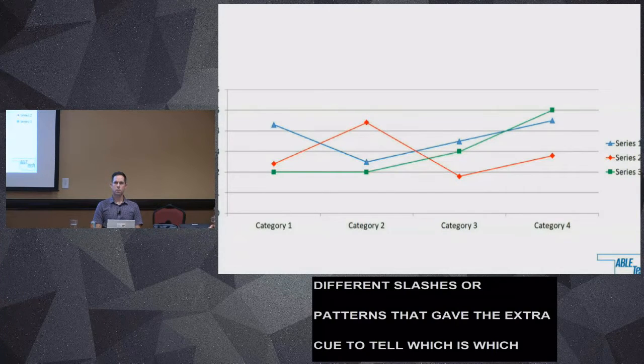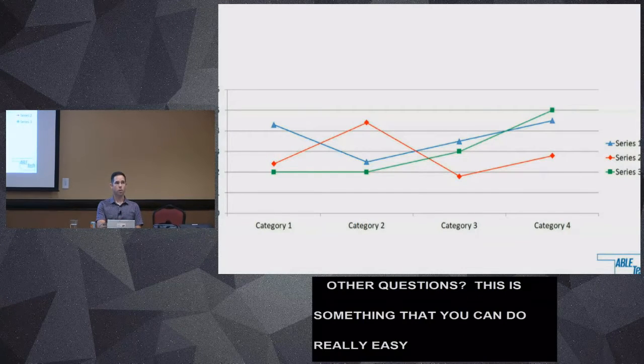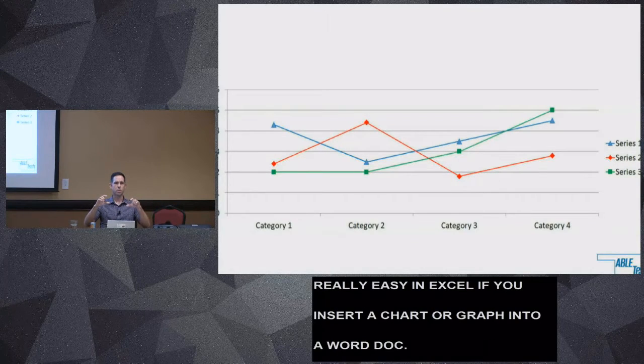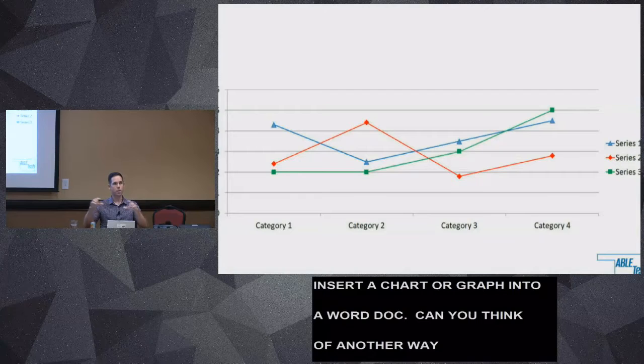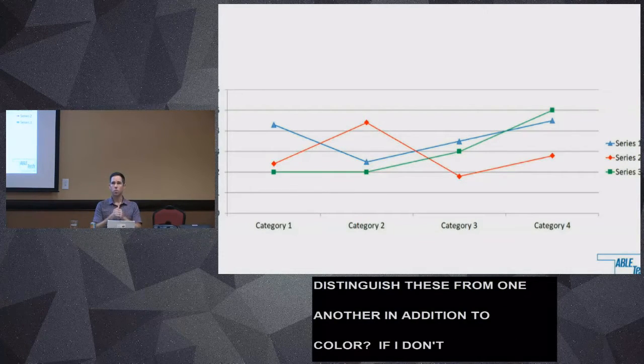Other questions? This is something you can do really easily in Excel. If you insert a chart or a graph into a Word doc, you can do this. Anyone think of another way to visibly distinguish these from one another in addition to color? So if I don't use the markers, what else could I do?